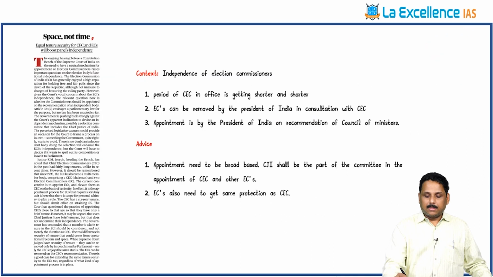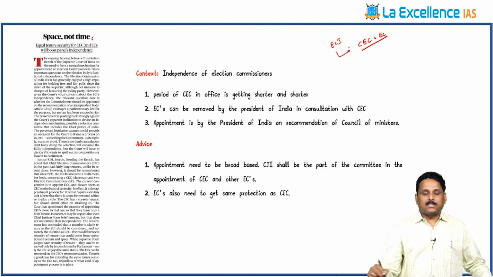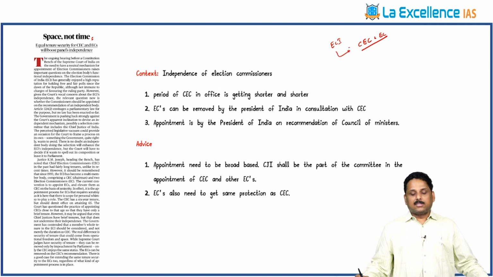Next, it is about the autonomy of the Chief Election Commissioner and Election Commissioners in India. In this case, the Election Commission of India can consist of the Chief Election Commissioner and the other Election Commissioners.